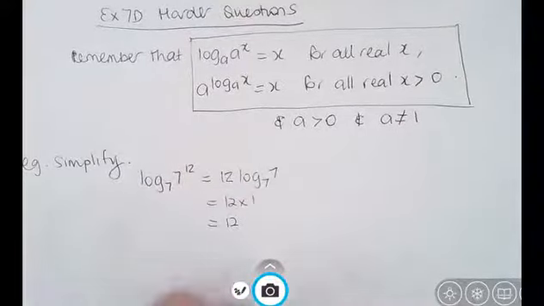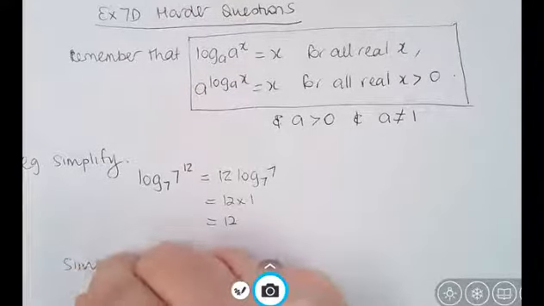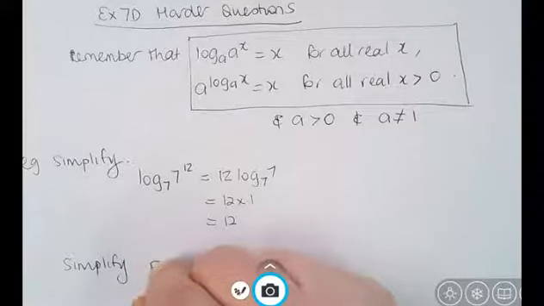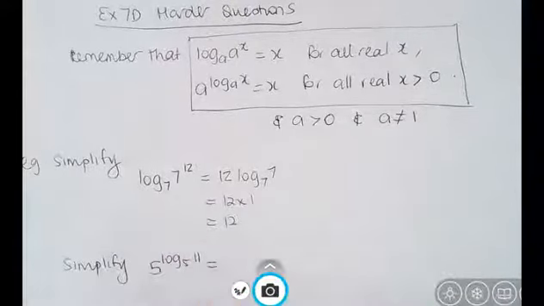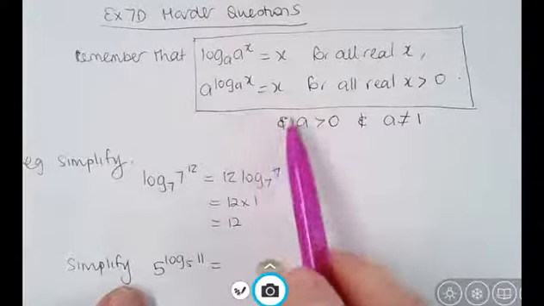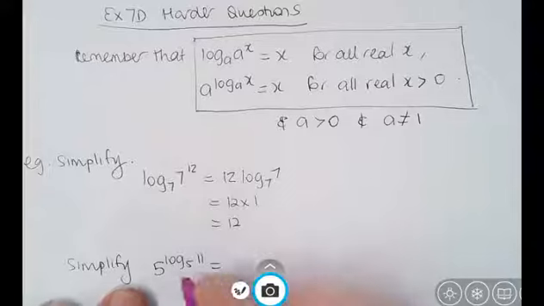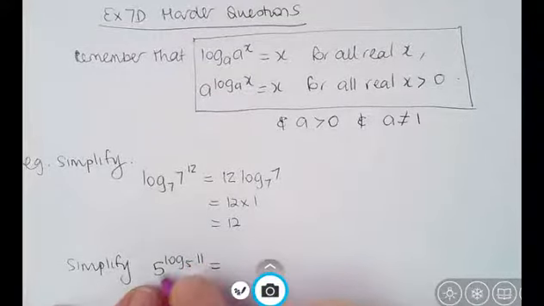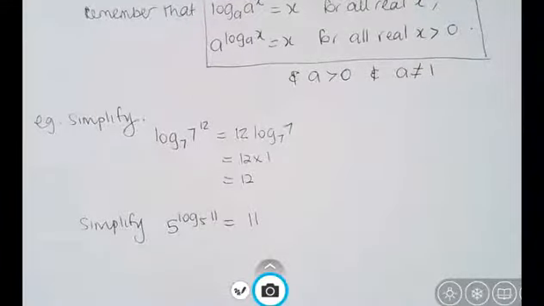And another one there, to simplify 5 to the power of log to the base 5 of 11. Now this is when we look at this second rule here: a to the power of log to the base a of x equals x. And we did look at this in one of our earlier questions. 5 to the power of log 5, well, that all just goes and you're just left with 11.